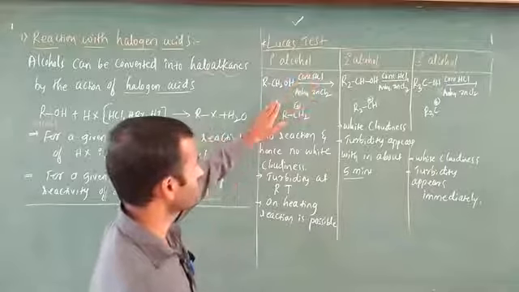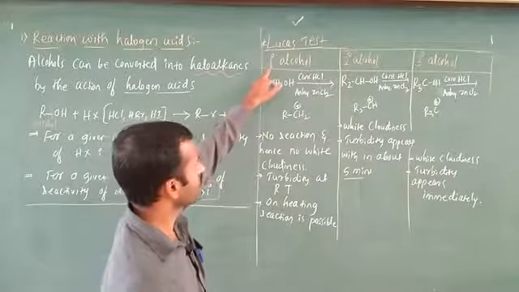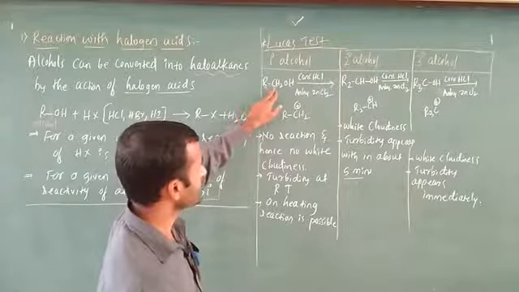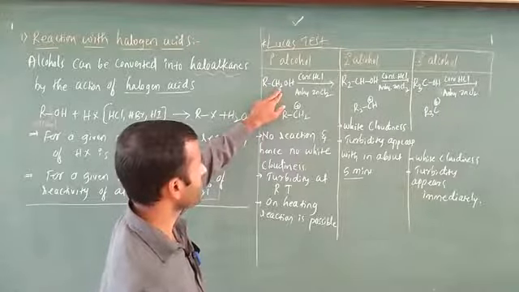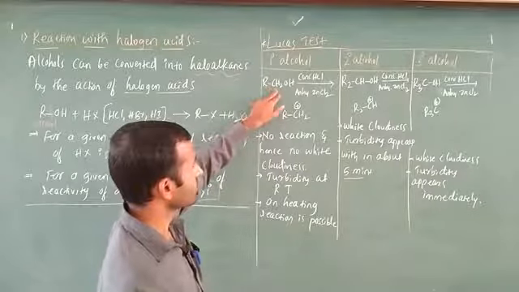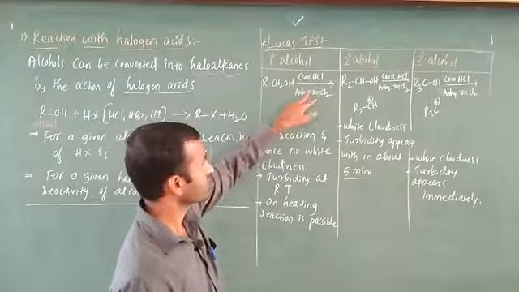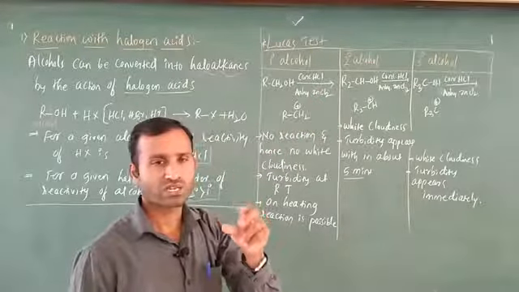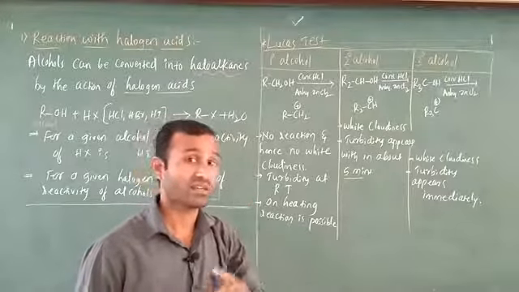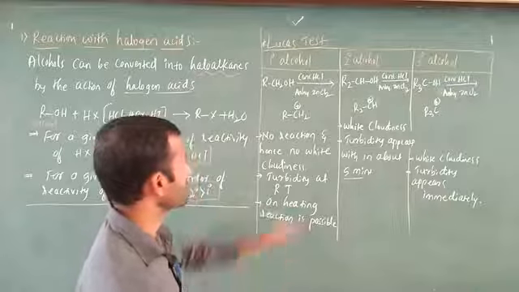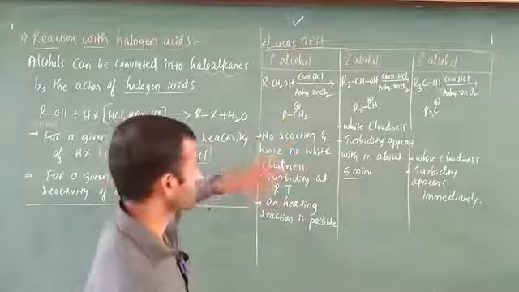This is most important. In this case, primary means 1 degree, RCH2OH. The carbon here contains 2 hydrogens and 1 R. That is why this is primary. It can react with concentrated HCl and anhydrous ZnCl2. What is the role of ZnCl2? ZnCl2 acts as a dehydrating agent. Dehydrating agent means removal of a water molecule only. In this case removal of a water molecule takes place.